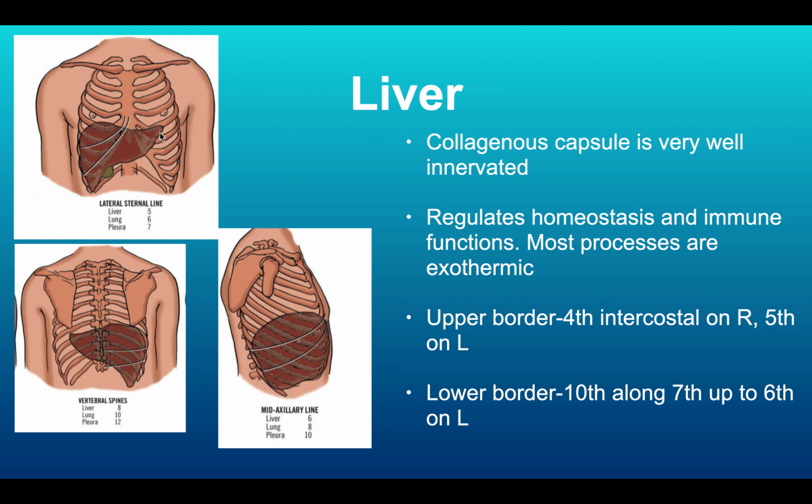The lower border runs along from the 10th up to the 7th, or the 6th intercostal space. In the mid axillary line you can see a little better. The liver is from about the 6th, and then the lung is about the 8th. The pleura will end at the 10th rib. You can see here in the back, the liver is quite large.